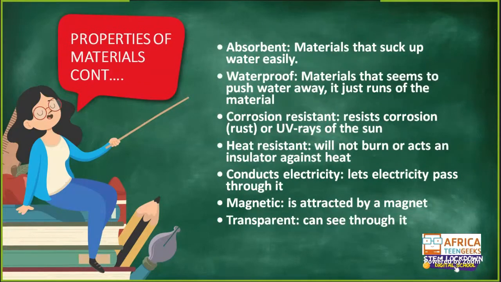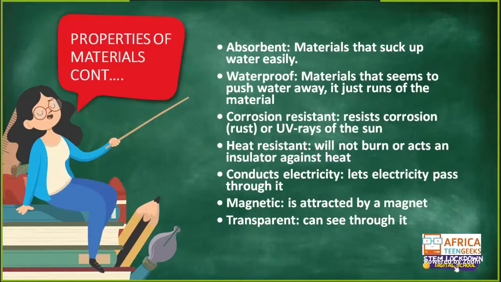Okay, let's go on. We are continuing with the properties of materials. What do we mean by absorbent? Materials that can suck up water are absorbent. For example, a cushion: you can use a cushion or other objects to mop water. It means they are absorbent. They can absorb a substance. Now let's look at waterproof. Materials that push water away. These days we have waterproof phones and waterproof watches. It means these materials will not absorb water. They will not get damaged when they come into contact with water.